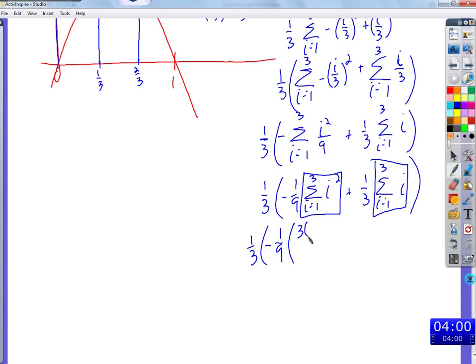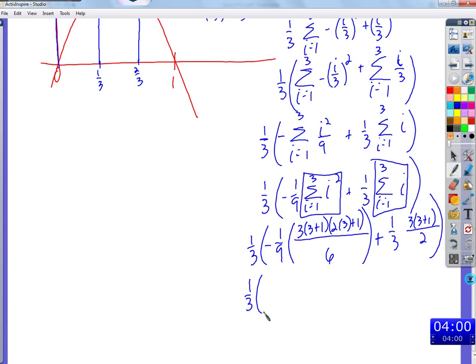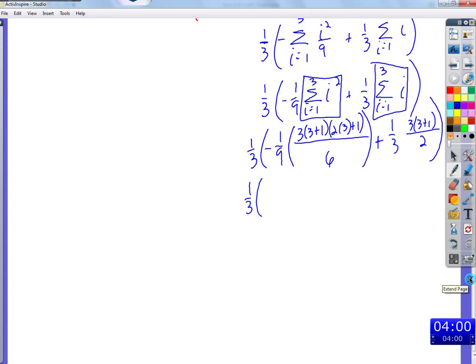So we put 3 times 3 plus 1 times 2 times 3 plus 1, over 6, plus this one, 1/3. This formula is n times n plus 1 over 2, so 3 times 3 plus 1 over 2. And this 1/3 is way out there in front. This might look messy, but if it's helping you not have to add up 20 terms, it's certainly a lot easier.